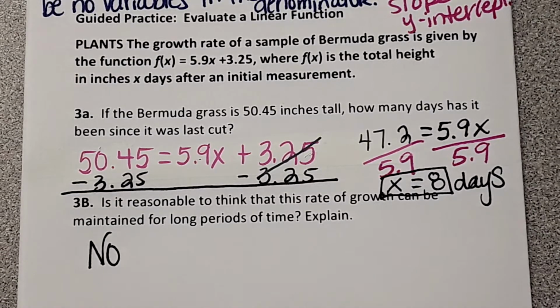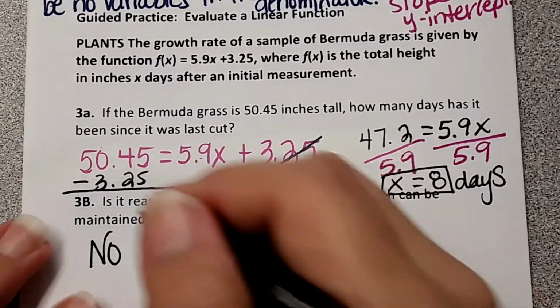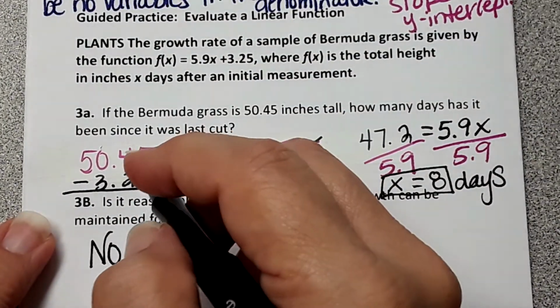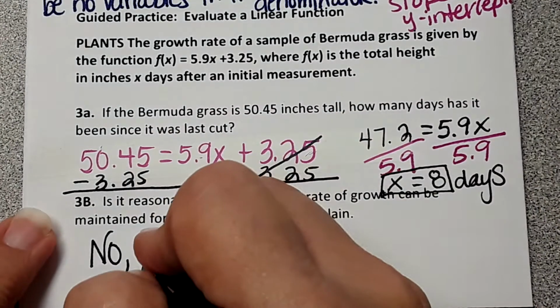Like after a while, it's not going to be able to stand straight up. It's kind of like weeds, except there's some weeds that just grow and grow and grow. But it would be too tall. At 100 inches after 16 days, it's just going to be a lot. So, no, it's not reasonable. It would be too tall. The grass wouldn't be able to sustain that height.